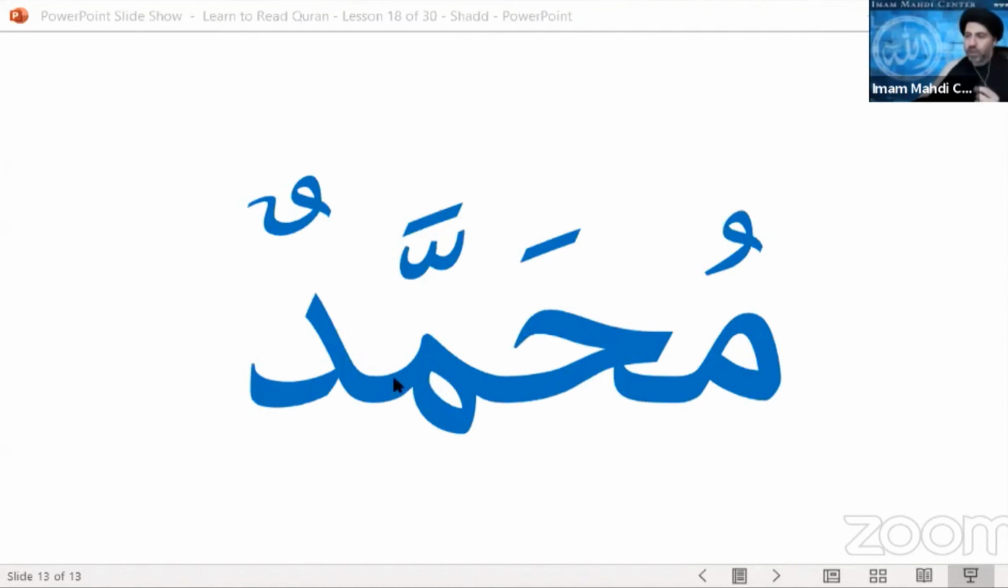Then we have the Mim with a shad. So this Mim must get connected to that ha. We say ham, and then the Mim has a fatha as well. So we have to say ma. So we have to say ham and ma without stopping the sound of the Mim. It's hamma. And then the dal has tanween. It has the 2 dhammas, which is dun. So here we have mu, hamma, dun.